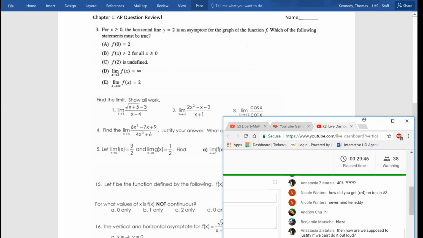How are we supposed to justify it? Power on top is smaller than power on the bottom. That's enough to justify it. Yeah, I realize blaze maybe not the best word choice there.